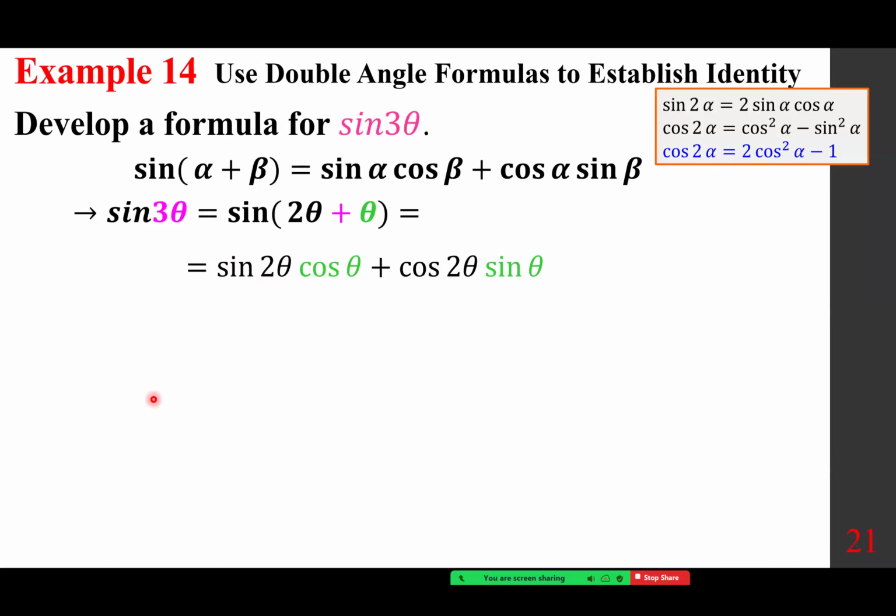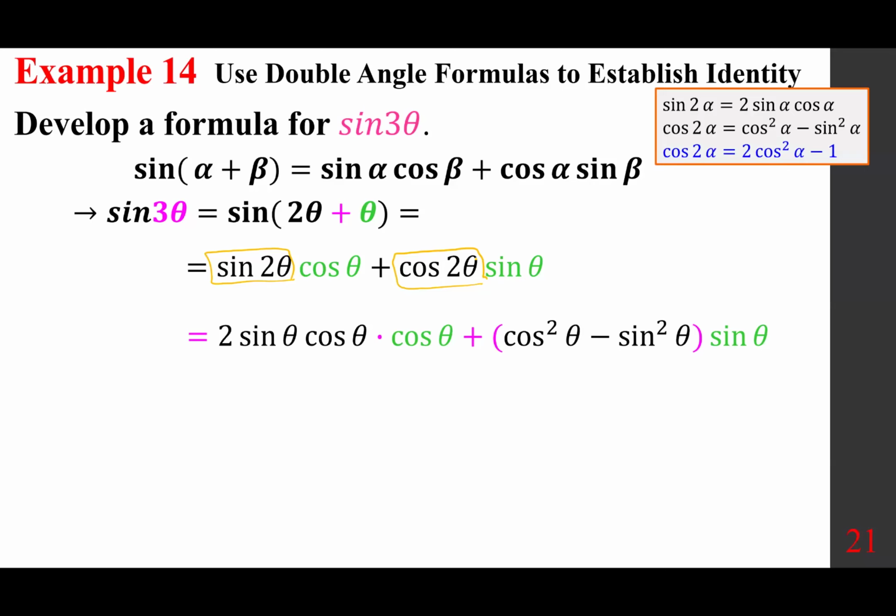Sine 2 theta is 2 sine theta cosine theta. For cosine 2 theta, we have 3 different ways: cosine squared minus sine squared, 2 cosine squared minus 1, or 1 minus 2 sine squared. Use one of them, and then we'll see what we want to do. Ultimately you decide what to do afterwards, after the simplification. For example, we use cosine squared minus sine squared. Let's see what happens.